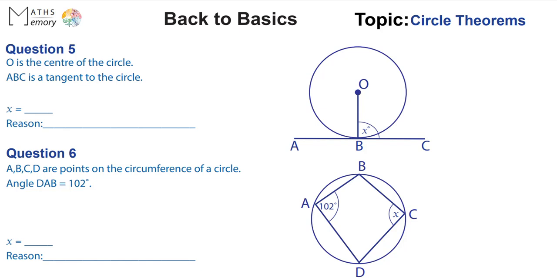Question 5, back to basics. Press pause. I'll write both these questions down, 5 and 6. Press play when you're ready. Now O is the center of a circle and ABC is a tangent to the circle. So we have O and a tangent here respectively.